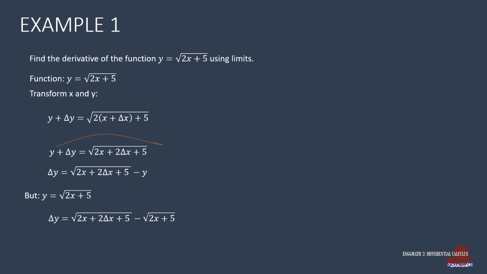With two terms in radicals, we use the conjugate. For the example, the conjugate is just the sum of the two terms, so multiply the solved function by the root of 2x plus 2 delta x plus 5 plus the root of 2x plus 5 over the same roots to keep the multiplier as 1, thus not altering anything in the function.